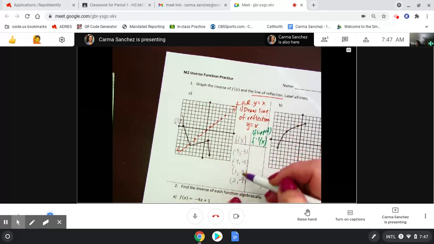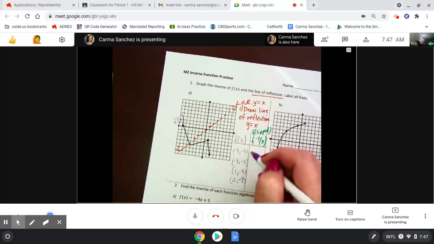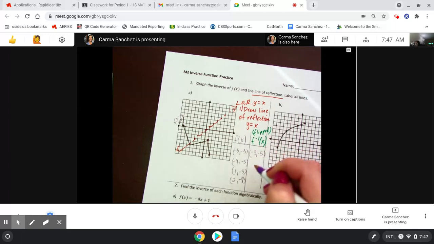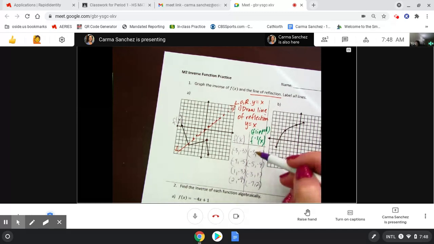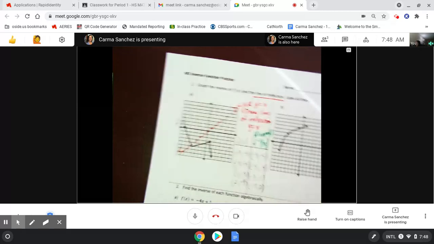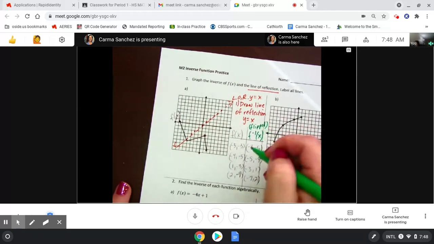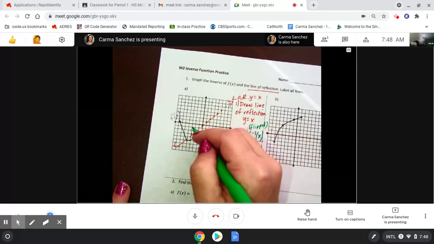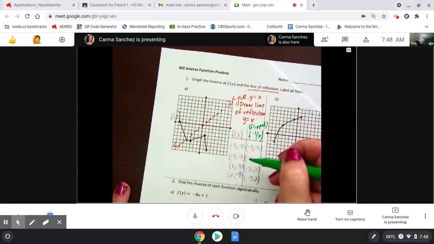Now we take all these coordinate pairs, and for the inverse, we completely flip them. So -5, -3 becomes -3, -5. -5, -4 is my flipped, -3, 1 is my flipped, and -7, 2 is my flipped. So these are the new coordinate pairs of the inverse function. Let's go put them on the graph and make our inverse. So the first dot is -3, -5. The next dot is -5, -4.